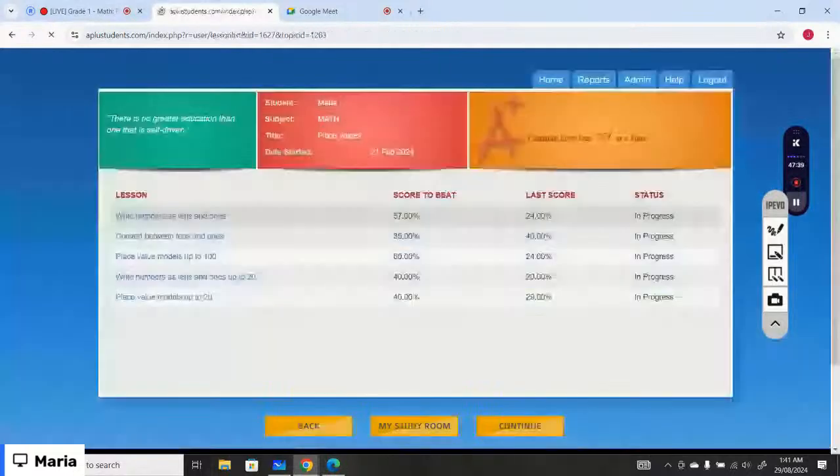So, we were working on grade 1 math. The chapter we were working on is place values. The lessons we have covered today are write numbers as tens and ones, convert between tens and ones, place value models up to 100, and write numbers as tens and ones up to 20. So please make sure before the next session you complete all the practice questions for the lessons we just did. That is your homework until next session.